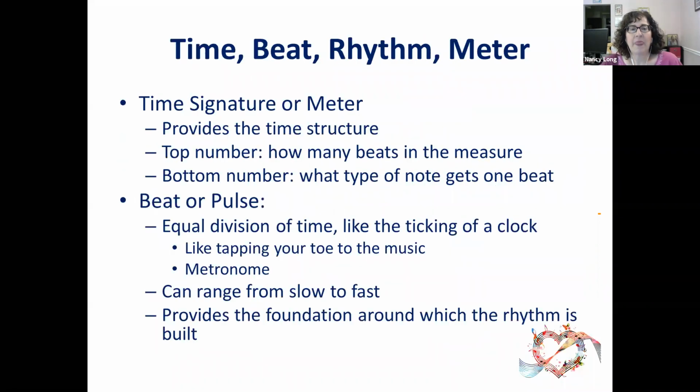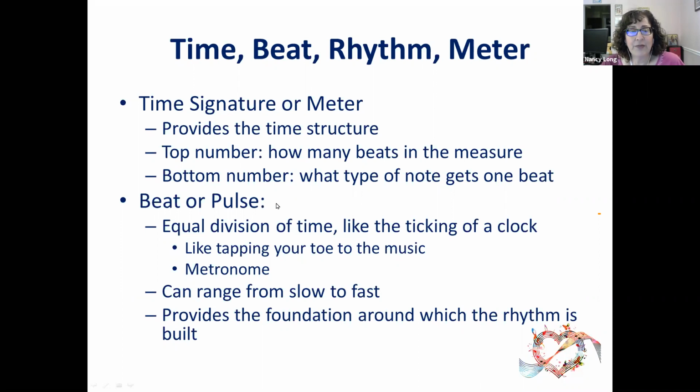So moving forward, the time signature, we also refer to that as the meter. Somebody might say to you, what's the meter of this piece? They mean, what is the time signature? That gives us the time structure of the piece. And as we said, the top number is the beats in the measure. The bottom number is what type of note gets 1 beat.